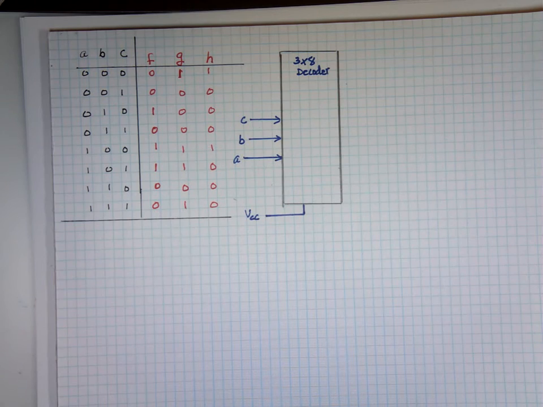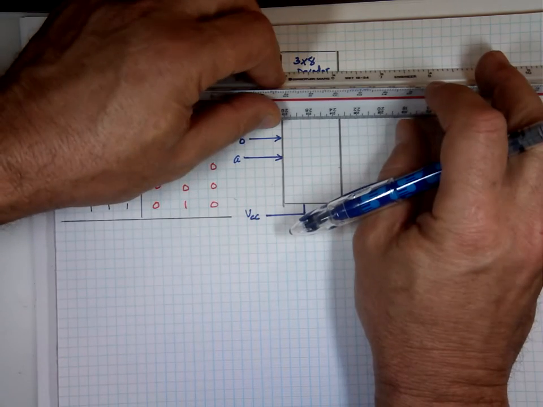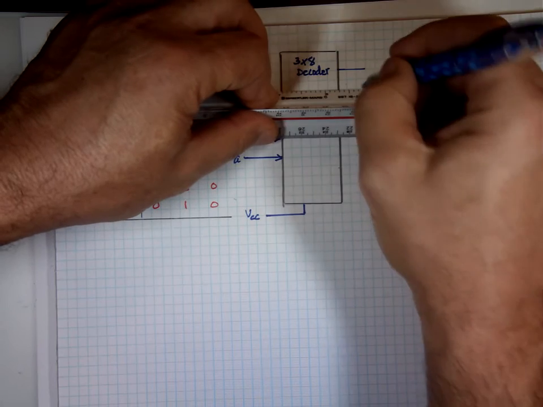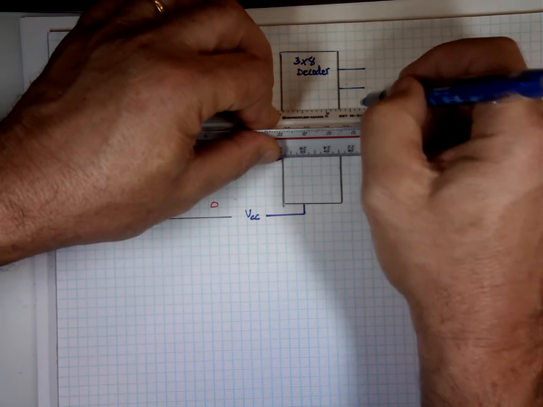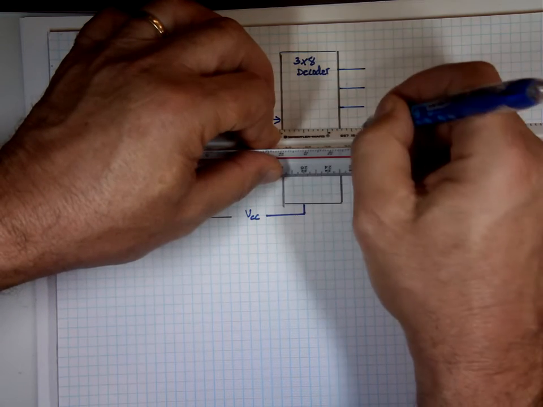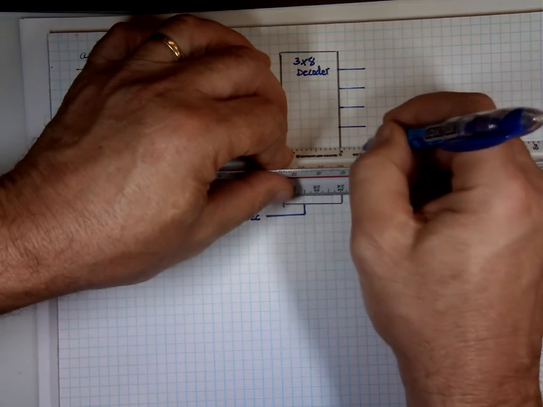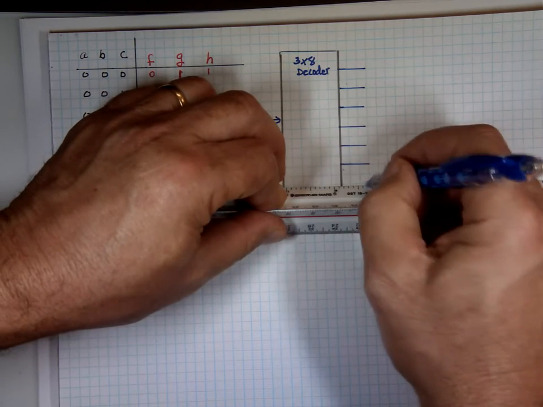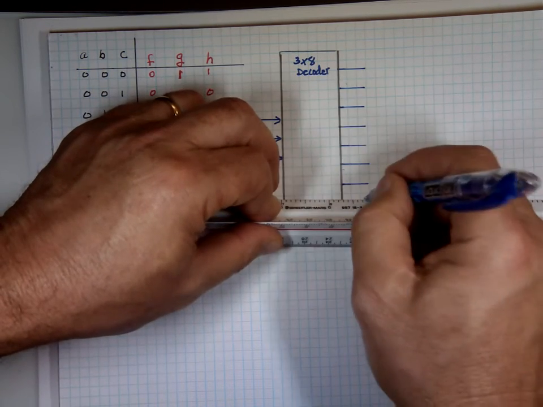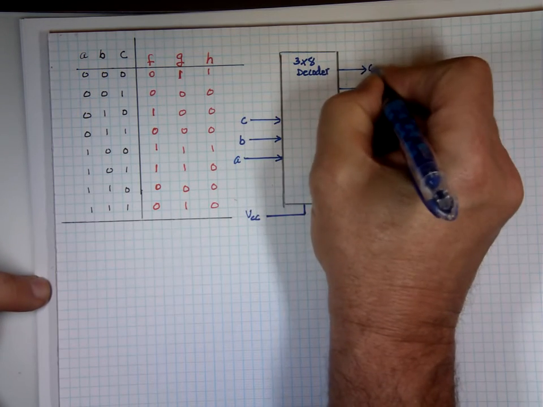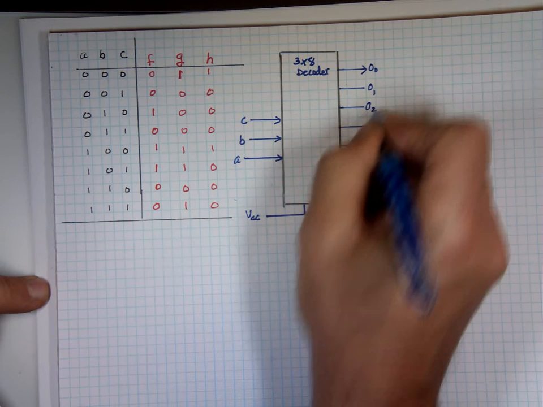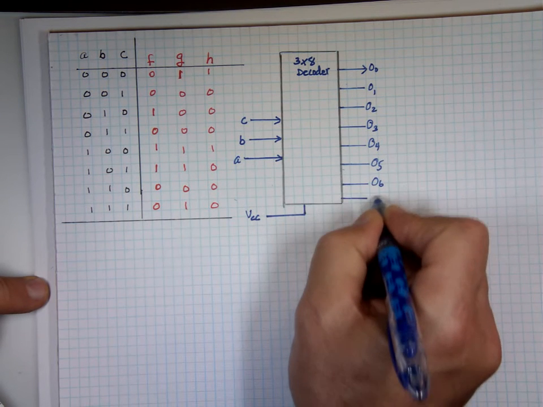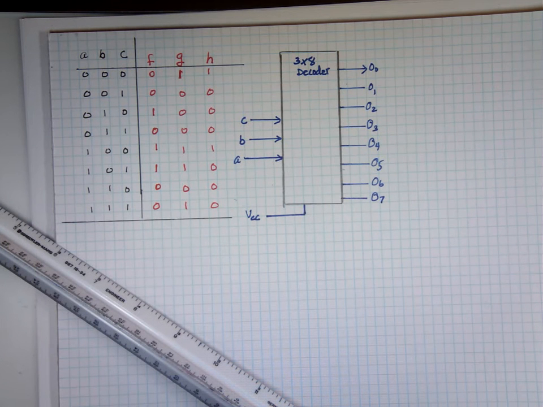Remember, this has 3 inputs, 8 outputs. Here are my 8 outputs. This is 1. Wonder if I can fit them by skipping... 2, 3, 4, there's hope, 5, 6, 7, 8. I have to squeeze. That's output 0, output 1, output 2, output 3, output 4, output 5, output 6, output 7. This, by the way, comes as a chip. It has all the stuff written on it.